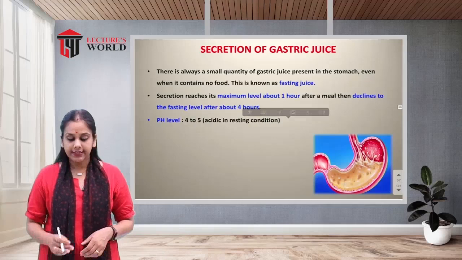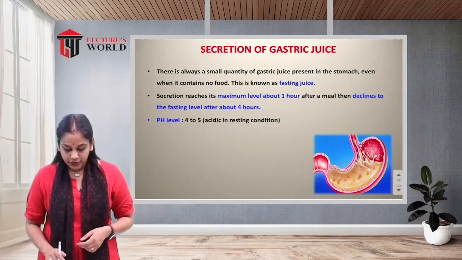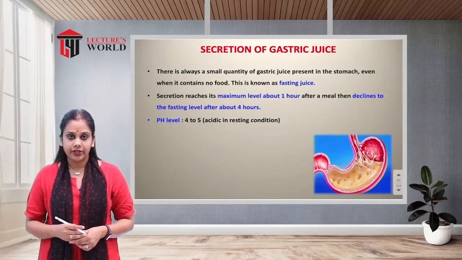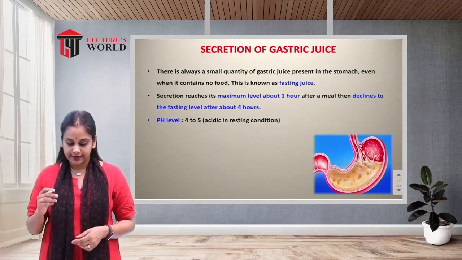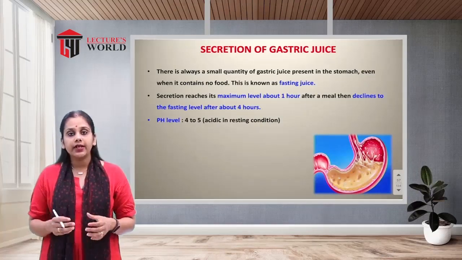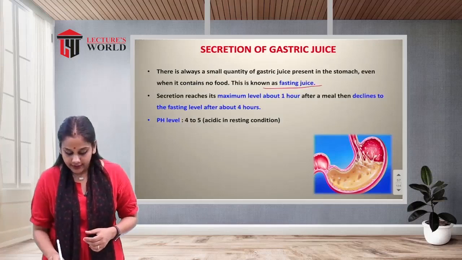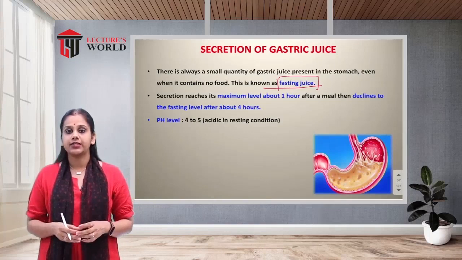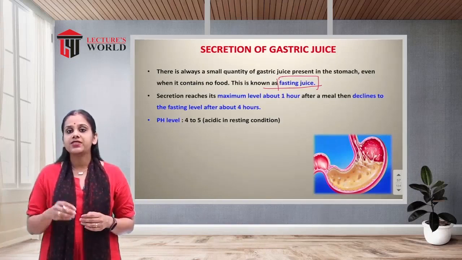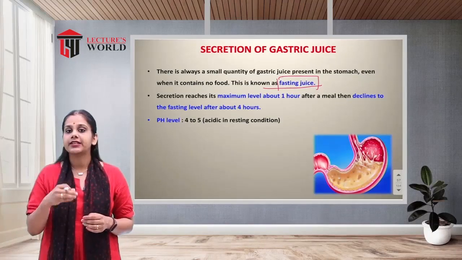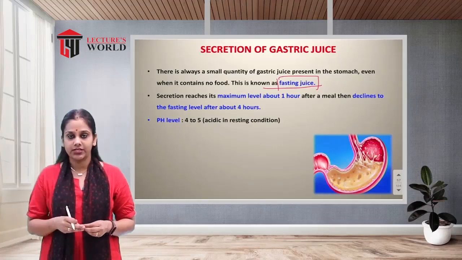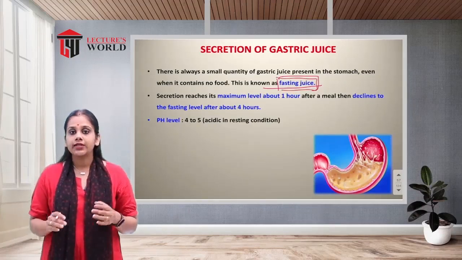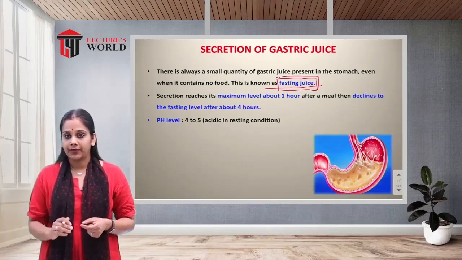Now we will see the secretion of the gastric juice. There is always a small quantity of gastric juice present in the stomach even when there is no food. That is known as fasting juice. If there is no food in the stomach, a small quantity of gastric juice is secreted, called the fasting juice. So it is never empty.